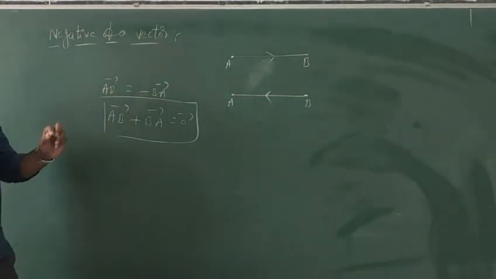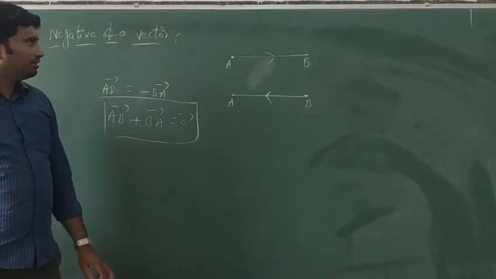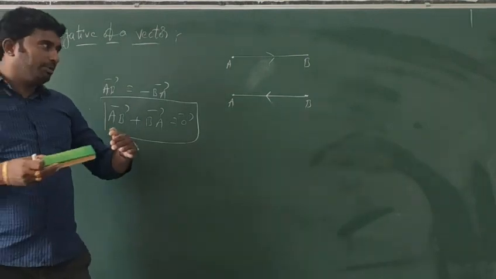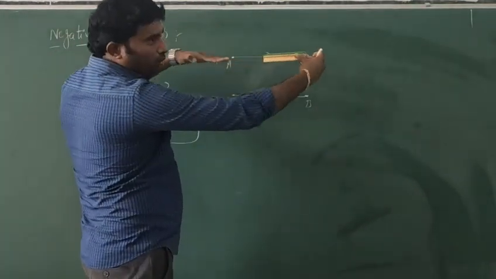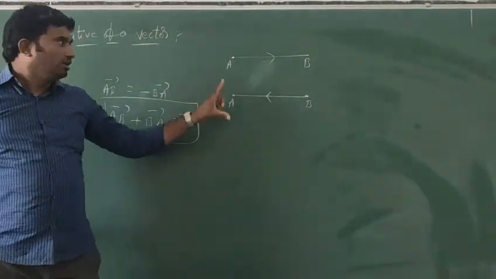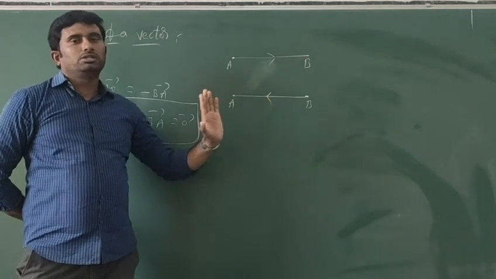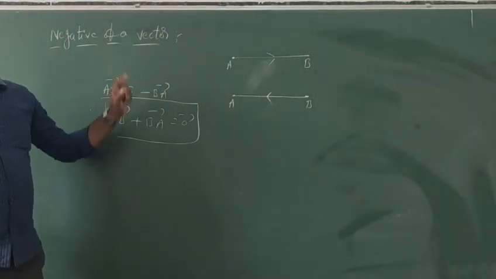Just write down the definition of negative of a vector. Here we cannot talk about line segments. Line segments may be parallel or line segments may coincide. Here we just talk about magnitude and direction. Same magnitude but direction is opposite. That's it. Write down the definition of negative of a vector.